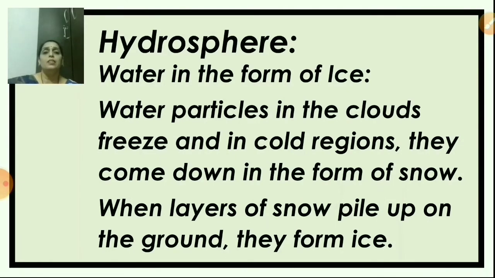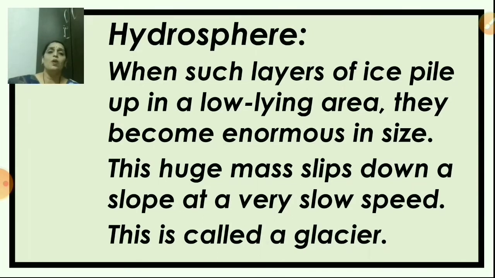Next, water in form of ice. Water particles in the clouds freeze, and in cold regions they come down in the form of snow. Yes, in Jammu Kashmir we have snowfalls. Then when layers of snow pile up on the ground, they form ice. When such layers of ice pile up in a low-lying area, they become enormous in size. Enormous means big in size. This huge mass slips down a slope at a very slow speed. This is called a glacier.